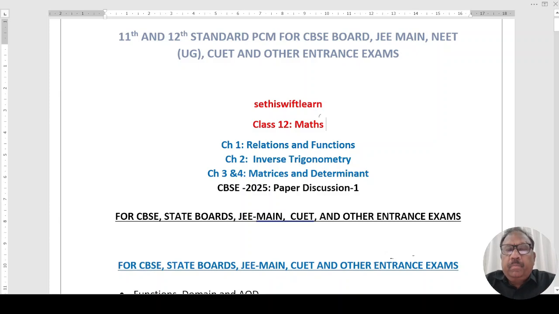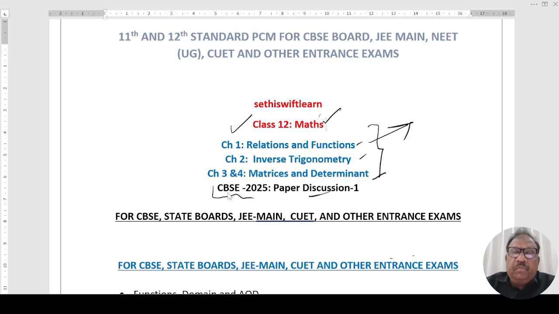Hello students, in today's session of CBSE 2025 paper discussion, class 12 mathematics, on the questions of topic relation and functions, inverse trigonometric and matrix and determinant. Concepts will be clear using illustrations from this paper.